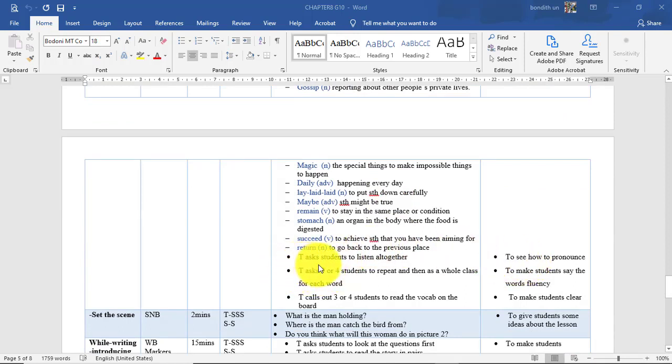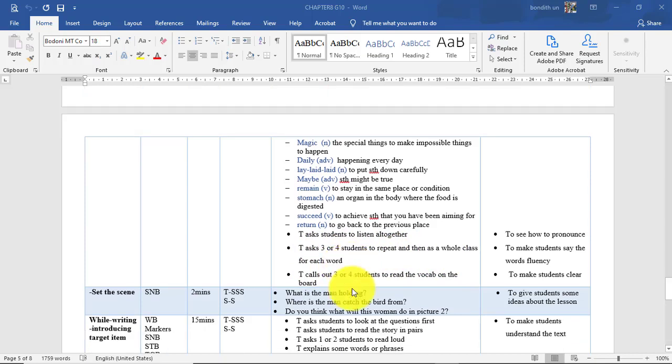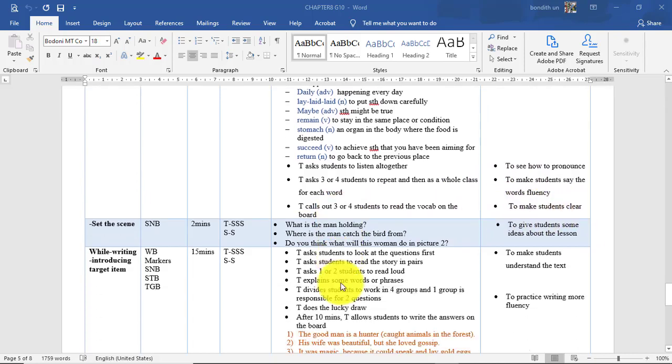After I elicit, I ask students to listen all together, then I ask 3 or 4 students to repeat, and then ask the whole class for each word. The teacher calls 3 or 4 students to read the vocabulary on the board, and the purpose is to make the meaning clear to students.